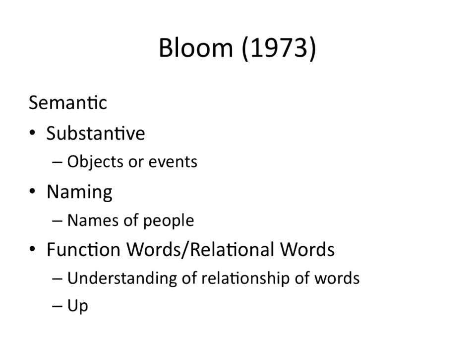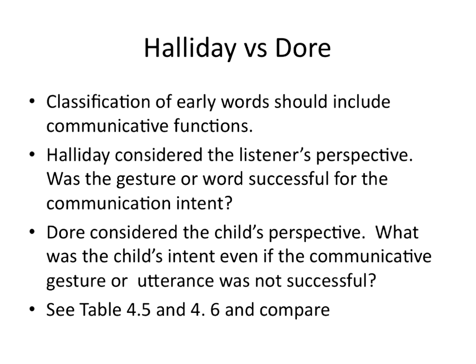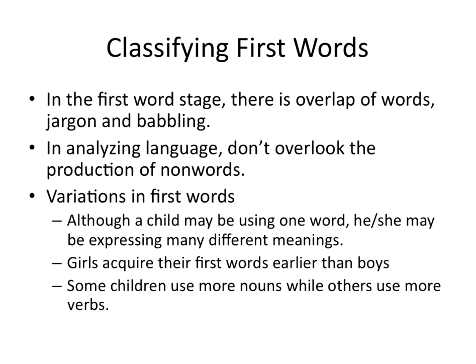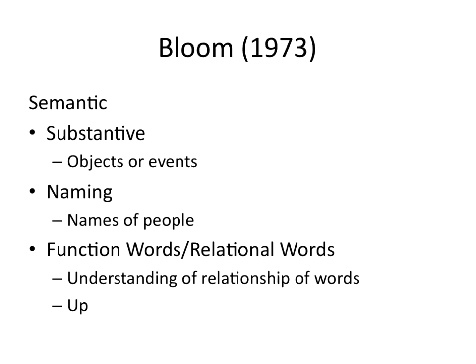A semantic analysis would be Bloom and Nelson. I like Nelson, so I'll probably ask you what is a nominal, what is an action word, that type of thing. Halliday versus Dore would be your pragmatic analysis. I'm going to try my best to remember to take this part out. There will be some pragmatics on the test, which would be your perlocutionary, illocutionary, and locutionary. That will be on your exam. But talking about Table 4 and 5 and Table 4 and 6 will not be on there.